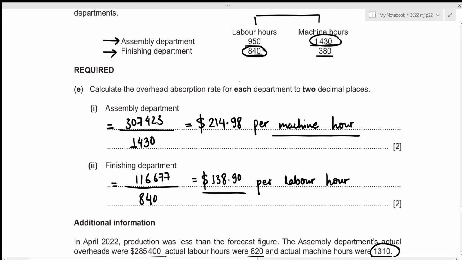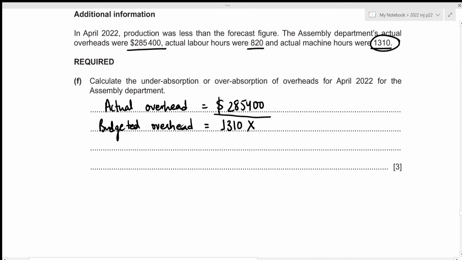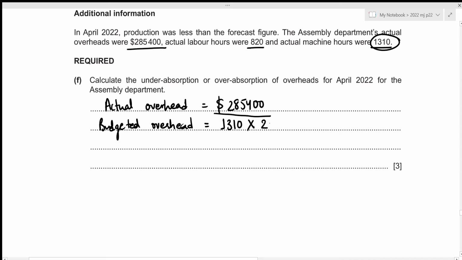So the overhead absorption rate for assembly department was 214.98. Let's multiply it. That's 214.98. Okay, this gives our budgeted overhead to be 1,310 times 214.98, which results in the value of 281,623.8. So we can clearly see that the actual overhead is greater than the budgeted overhead, right? So this means that this is a case of underabsorption.